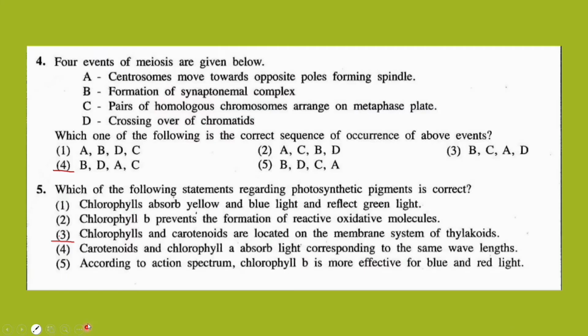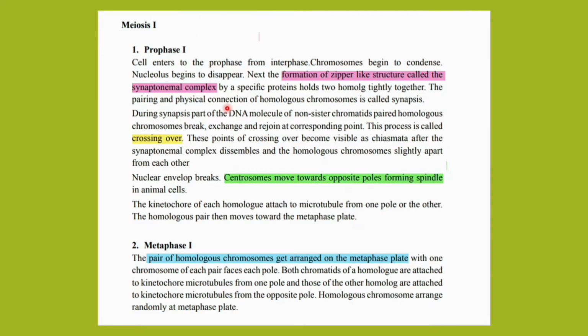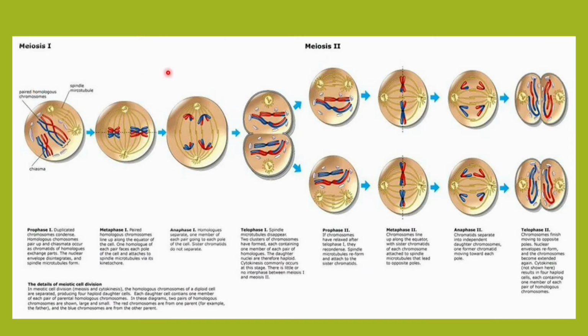Then the fourth question, it is about meiosis. So they have given 4 events of meiosis and we have to arrange them in the correct order. So centrosomes move towards opposite poles forming the spindle. This is a part of prophase. Formation of synaptonemal complex, this is part of prophase 1. Pairs of homologous chromosomes arranged on metaphase plate. Crossing over of chromatids. So here this is meiosis. So we know meiosis has two portions, so meiosis 1 and meiosis 2.